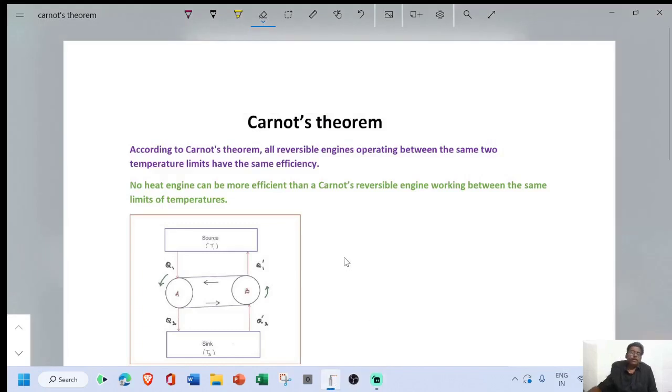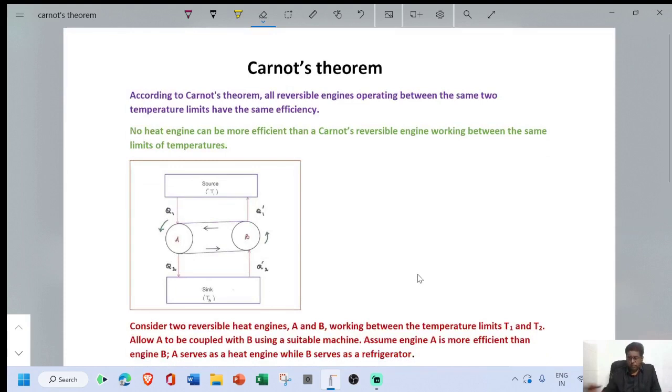In this presentation, we are going to talk about Carnot's theorem. According to Carnot's theorem, all reversible engines working between the same two temperature limits have the same efficiency. No heat engine can be more efficient than a Carnot's reversible engine working between the same limits of temperatures. You know the efficiency formula.